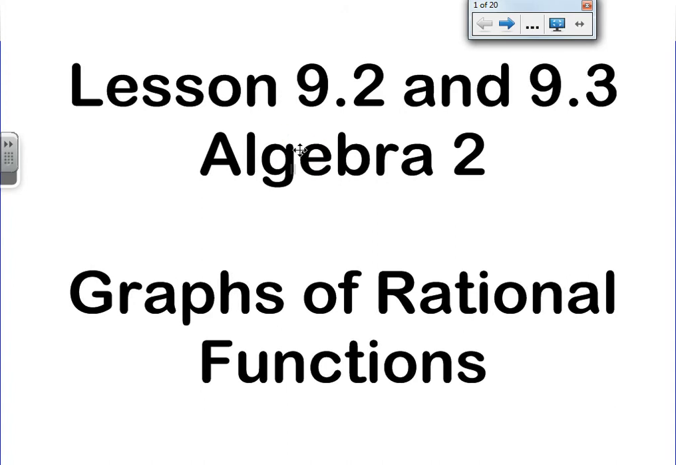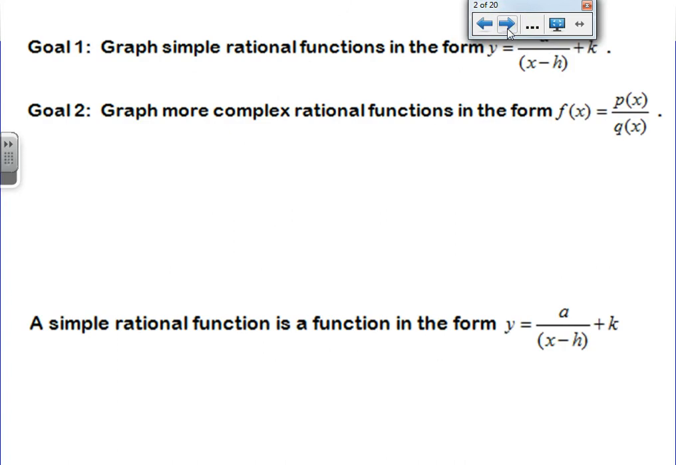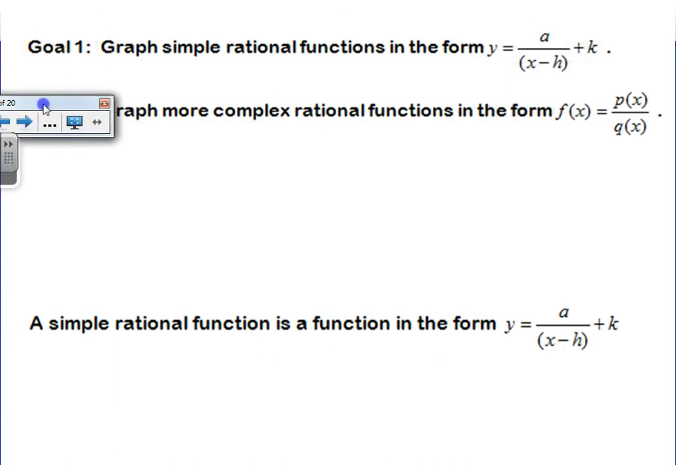The first lesson in Unit 5 discusses rational functions and the graphs of those rational functions. Now we're going to concentrate on the different components of the graphs, and we're also going to use our technology, so make sure you have your graphing calculator handy. So first, let me get this out of the way.